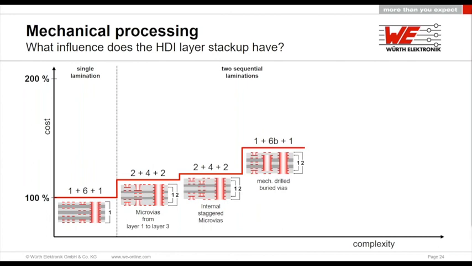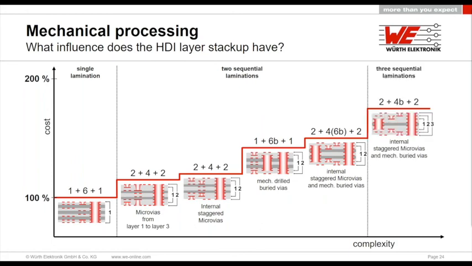Maybe you might want to add buried wires, which in that case go from layer 2 to layer 7. Then you still need to do 2 sequential laminations. You can add another set of microwires, and the most complex build-up here would be to use even a buried wire going from layer 3 to layer 6, still using 2 microwires. And in that case, I didn't even have a look at copper-filled microwires. I just used staggered microwires so that we can use a standard plating process.